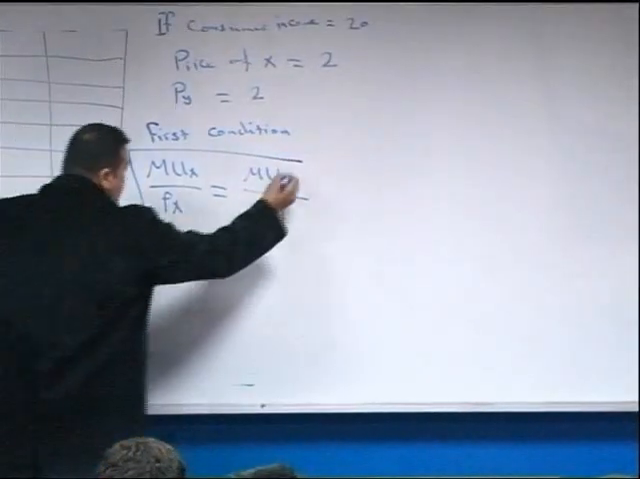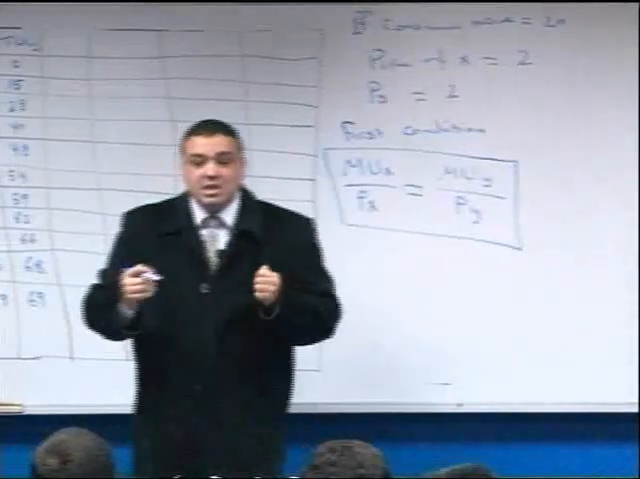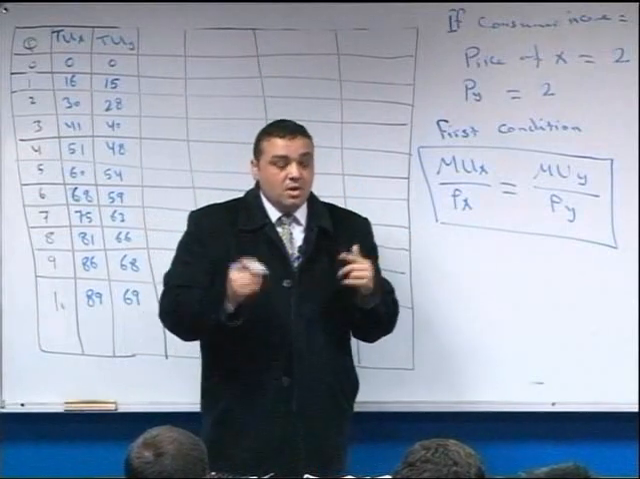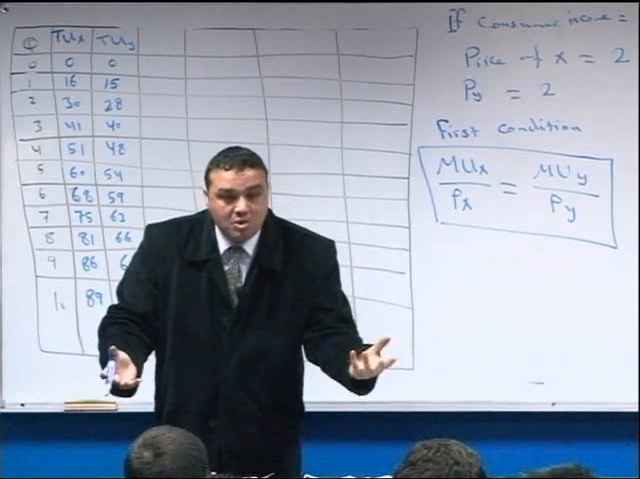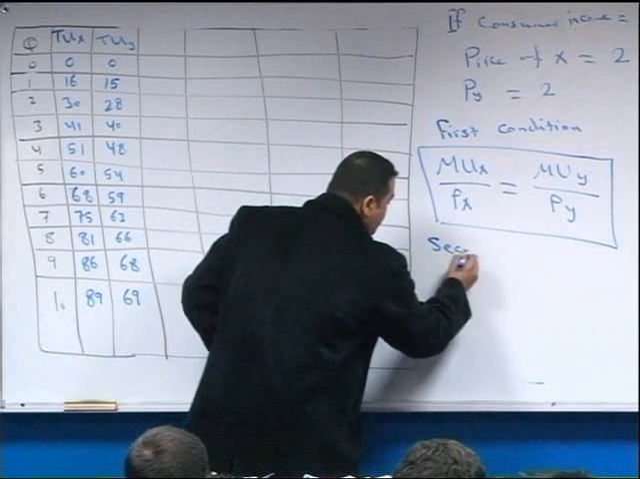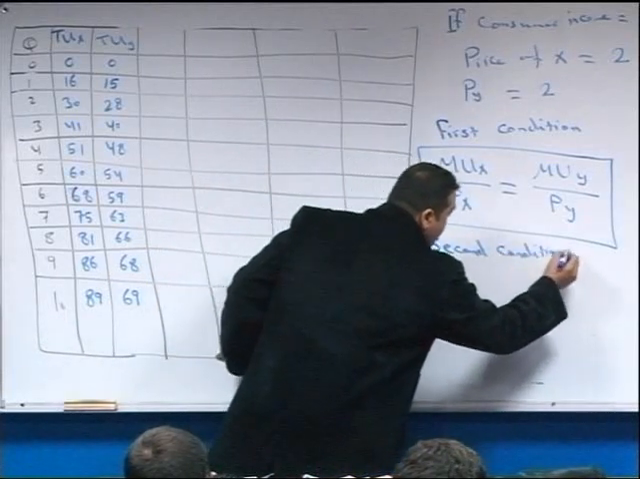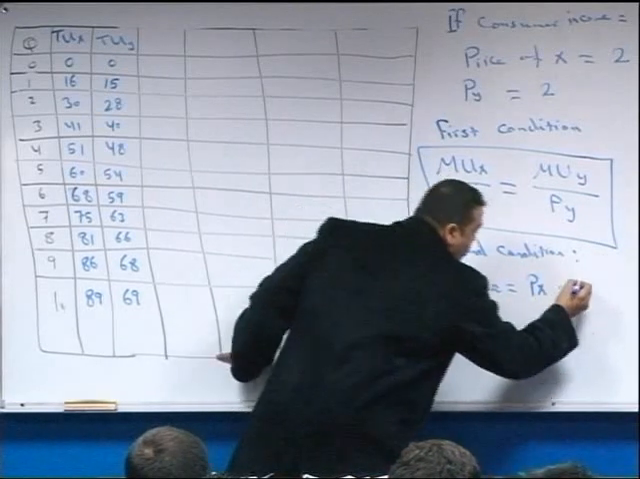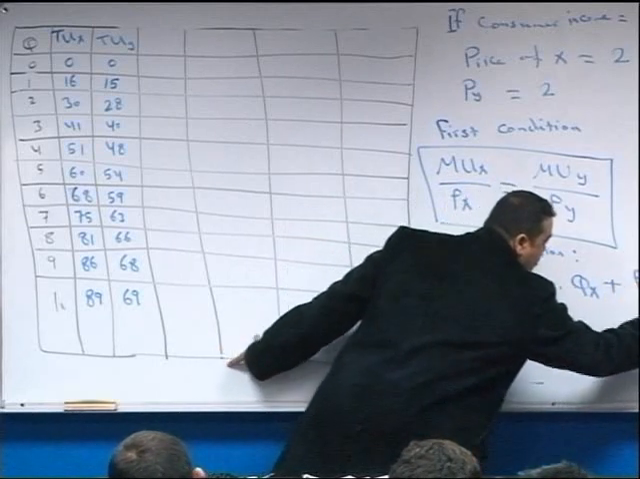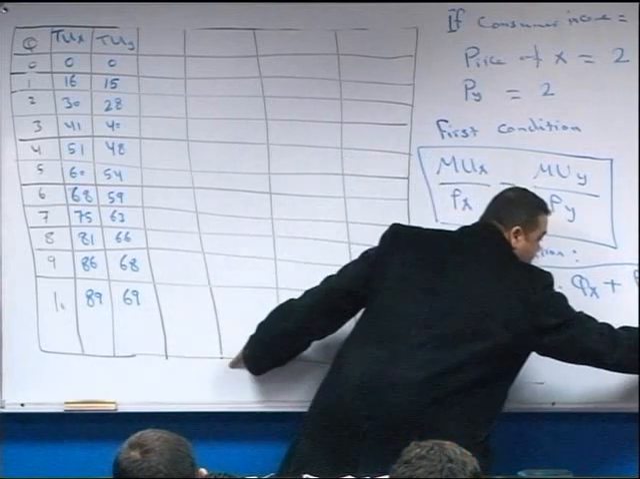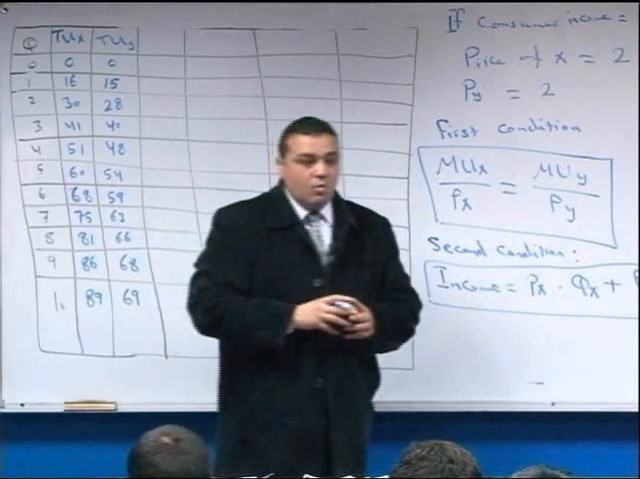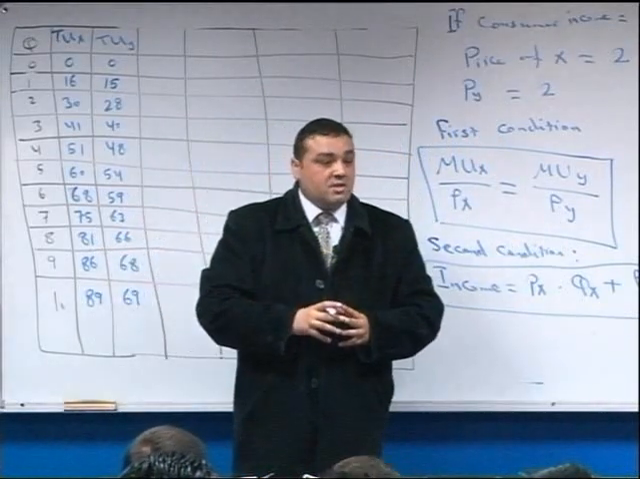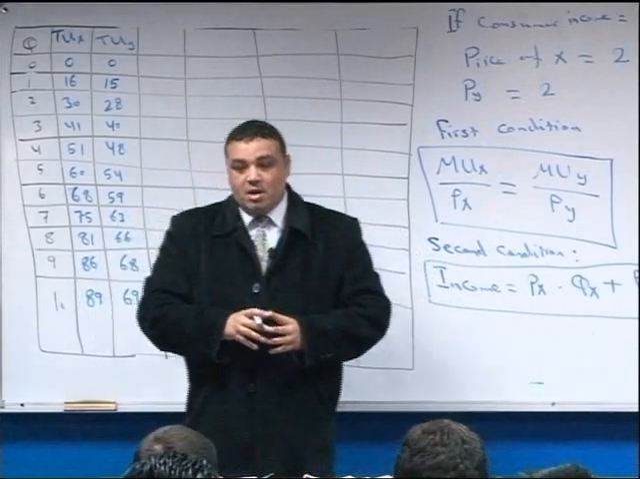The second condition is that the consumer spends all of his income to purchase the two goods, X and Y. So he distributes his income to buy the two products. The second condition is income equals the price of X times the quantity of X plus the price of Y times the quantity of Y. If we meet these two conditions, we can determine how much the consumer buys of X and Y, the quantities that maximize the total utility of the consumer.